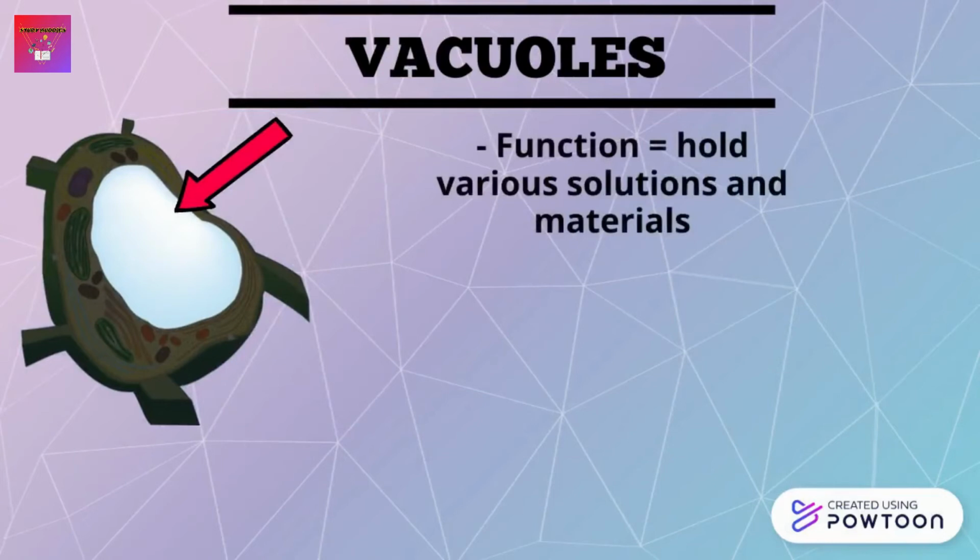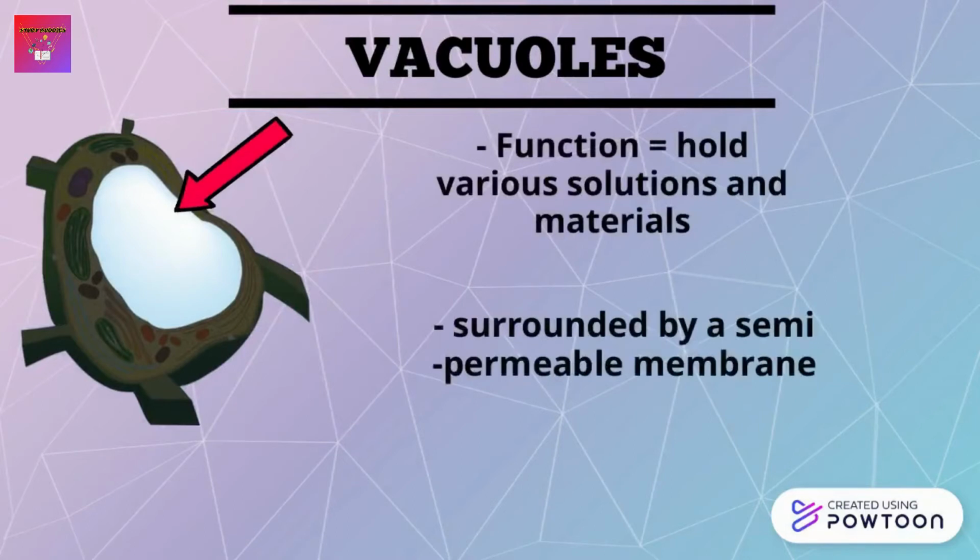This includes solutions that have been created and are being stored or excreted, and those that have been phagocytized or engulfed by the cell. A vacuole is simply a chamber surrounded by a semi-permeable membrane which keeps the cytosol from being exposed to the contents inside. Because vacuoles are surrounded by semi-permeable membranes, they only let certain molecules through.